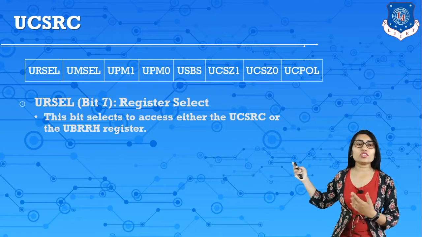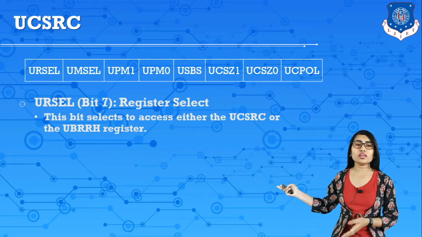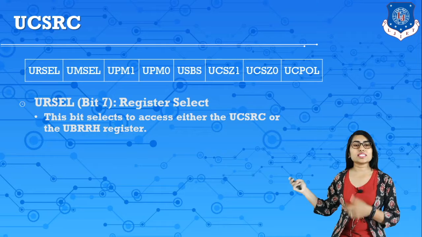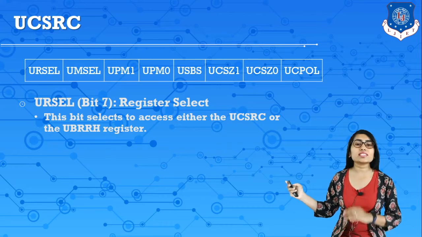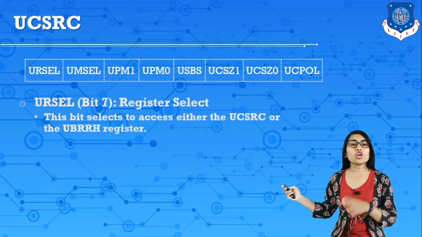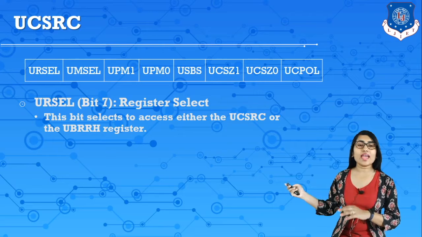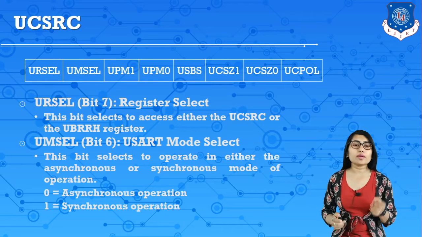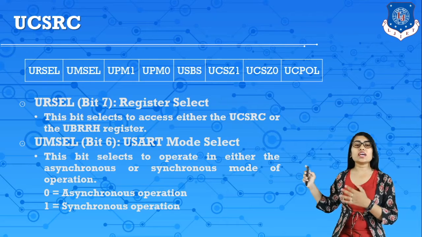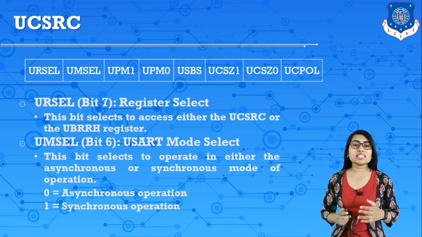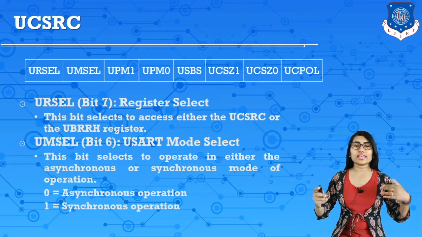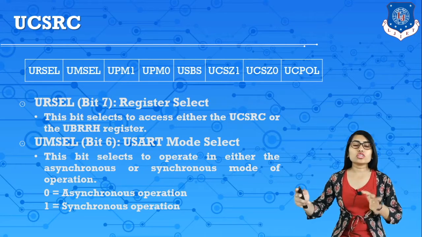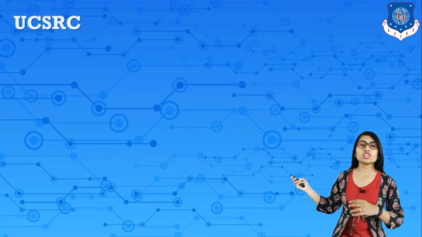So here we have the UCSRC. Here we have URSEL first, that is register select. This bit selects to access either the UCSRC or the UBRRH register in the USART. Then next is UMSEL, that is USART mode select. This bit selects to operate in either asynchronous or synchronous mode of operation. If 0, then asynchronous operation; 1 means synchronous operation.